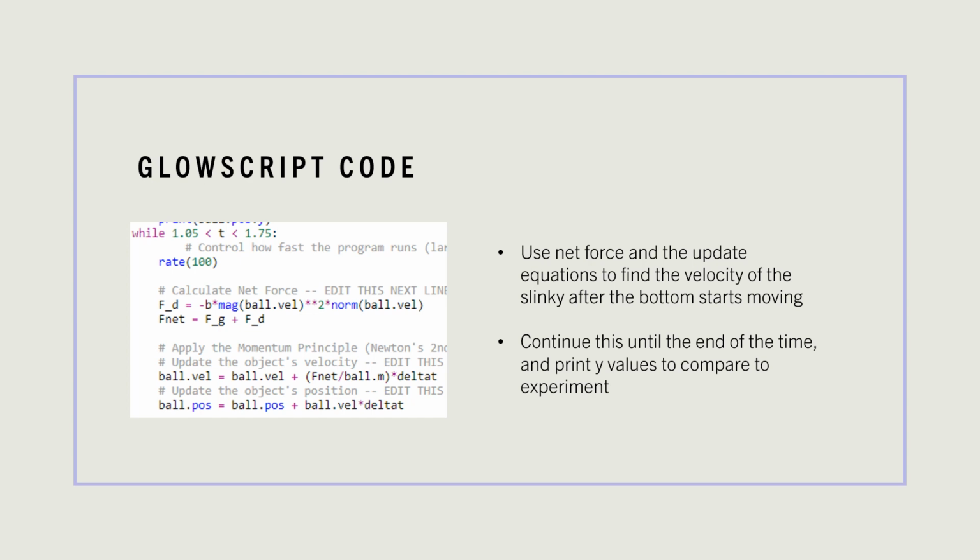Then for the other part of our GlowScript code, this is when our center of mass is only being acted upon by gravity because the slinky is fully collapsed. So we'll have gravity and a force of drag, which is shown right here. When we add these together, it will not be 0, so the velocity will increase and the position of the center of mass will start to move. As I said, we're going to use net force and the update equations to find the velocity of the slinky, and we'll continue this up until the end of the video. Then we're going to print all of these values in the y direction so that we can compare it to the actual experiment.